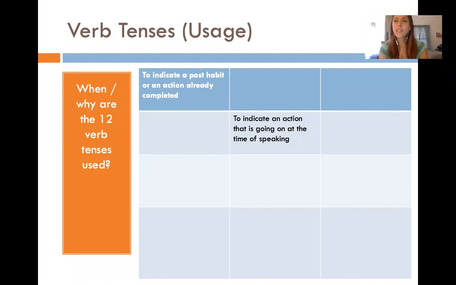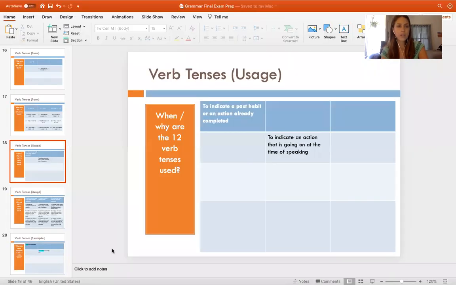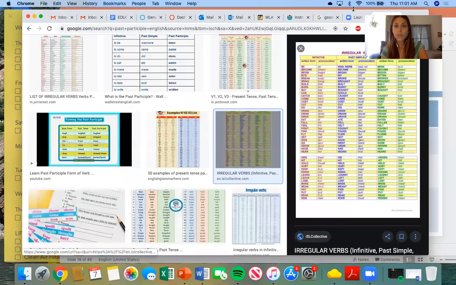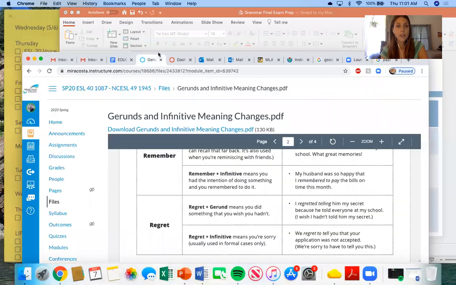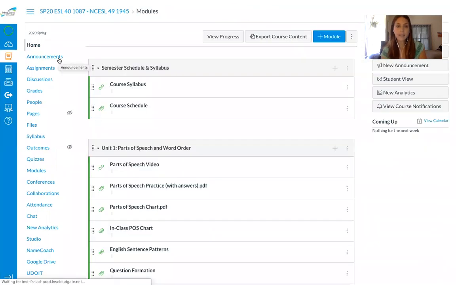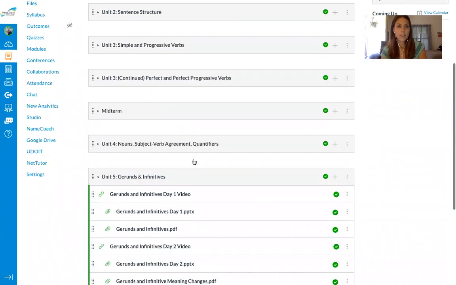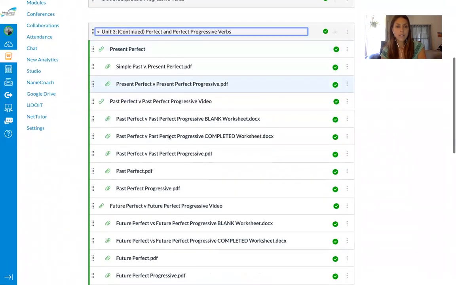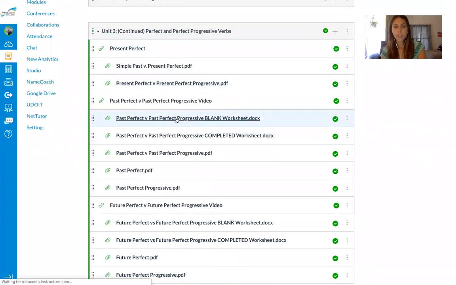Now, the usage is when we use these different verbs. Now, we spent a lot of time in class filling out those worksheets that have when we use them. So here, let me show you the worksheets, because this would be a great resource for you to study from. So when we're in your Canvas, we go to the worksheets. Here's an example.